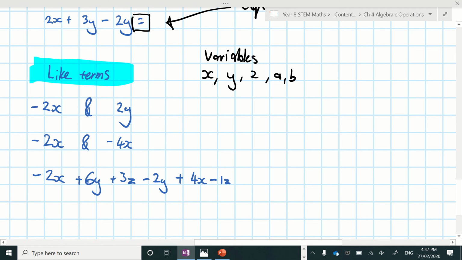And for something to be a like term, consisting of exactly the same variables, it'd have to have both x's. So if we look at this one, 2x and 2y, do they contain the same letters? No, they don't, because x and y are different. So not like terms. 2x and negative 4x, even though one is a positive number, the 2, and one is a negative number, they both have x, which is the like variable. So yes, they are. Both have x as a variable.